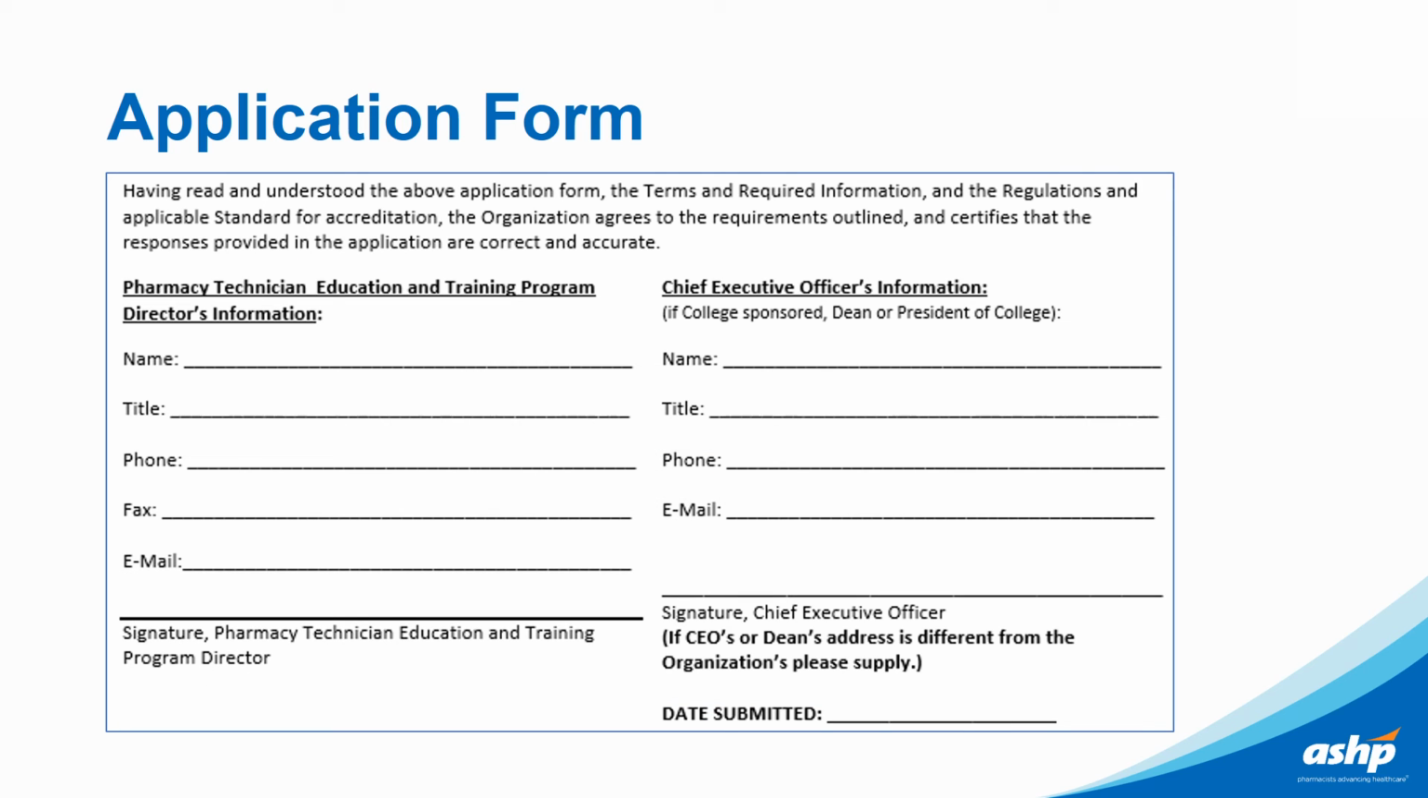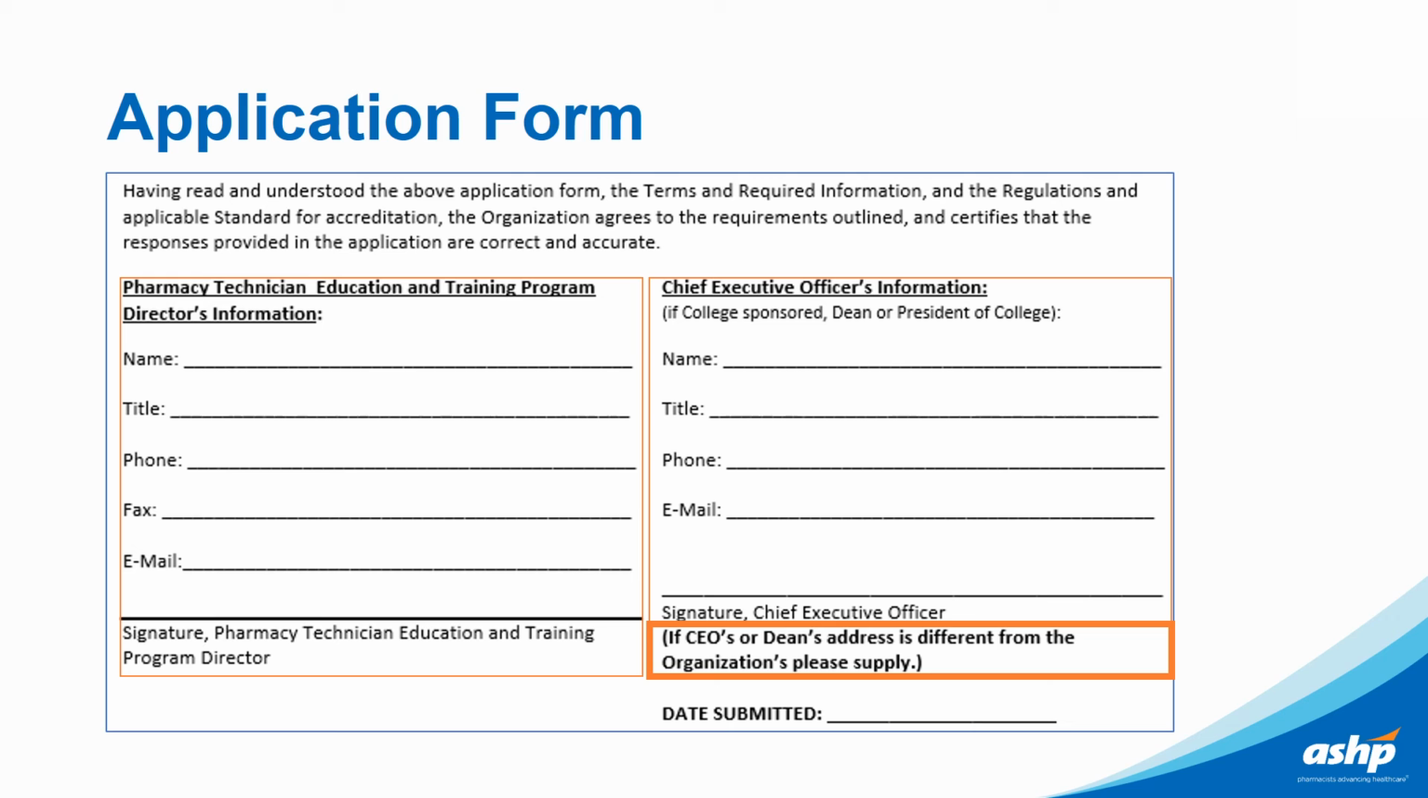The next portion of the form is where you will identify the Pharmacy Technician Education and Training Program Director and the Chief Executive Officer, Dean, or President of the college's information. Please note if the address for the CEO, Dean, or President is different, you must supply their address as well. Recall the previously noted requirements for program directors and include any additional required documentation when submitting this application. Lastly, include the date the application is being submitted. And please ensure this portion of the form is filled out in an orderly, clear, and concise manner.